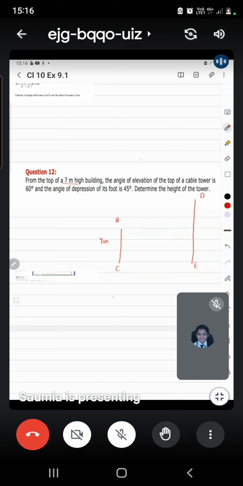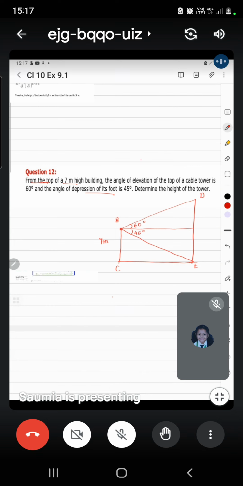The angle of elevation of the top of the tower. That means from the top. So I am already here, so my normal line of vision is this. From here, I am looking at the top of the tower, so the angle of elevation is 60. From here, I am looking at the foot of the tower, so the angle of elevation is 45. This is how my figure is going to look. I am standing on the top of the building and I am looking at the top of the tower as well as the foot of the tower.